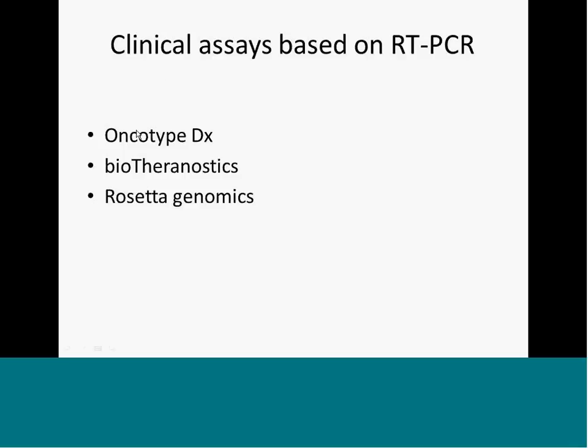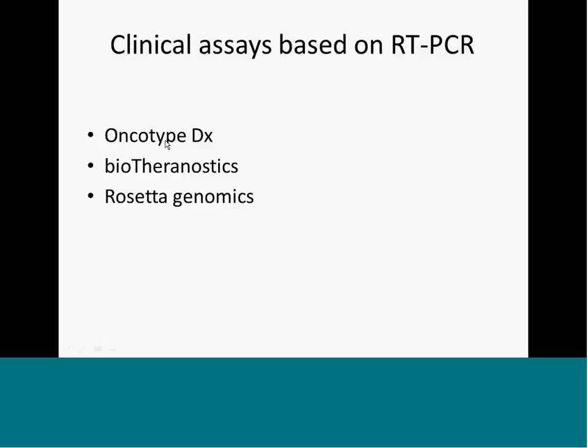We have the Oncotype DX, which is used in colorectal cancer and breast cancer. We have Carcinogenesis, which is used for adenocarcinoma of unknown primary, and Rosetta Genomics, who actually uses microRNA. But all these clinically applicable assays that are currently being used are based on the RT-PCR assay. So we're going to talk a little bit about these.